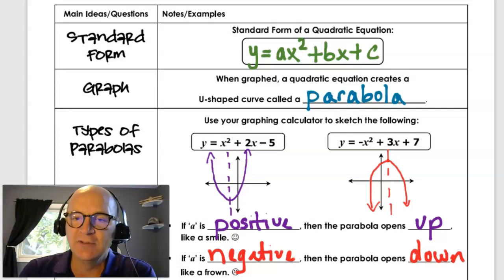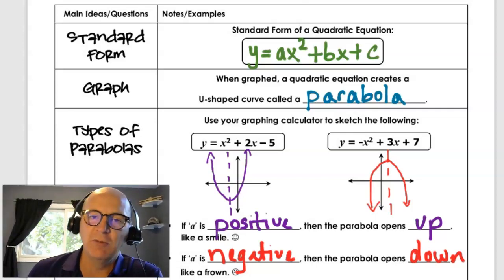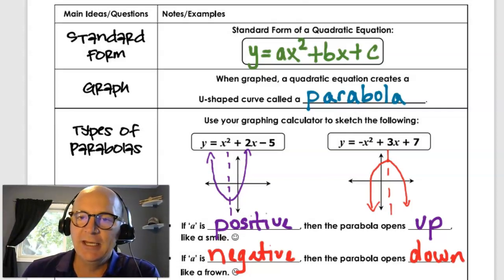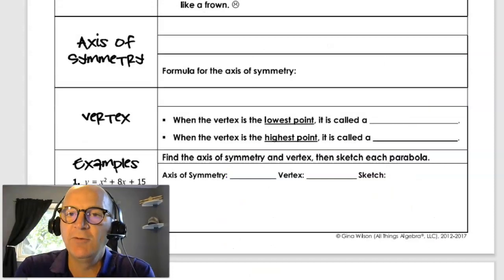And so we have a little rhyme there to help us remember which way they open. And again, that's the A value. That's the leading coefficient of the quadratic, which determines which way it opens, up or down. So next, we're going to take a look at a couple of definitions.